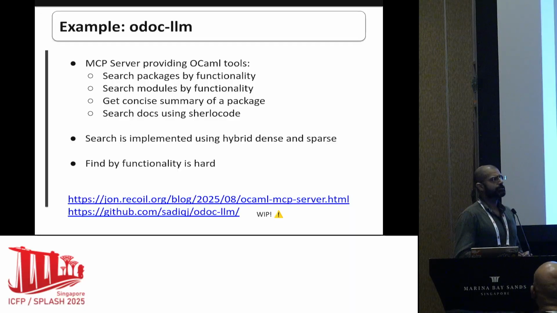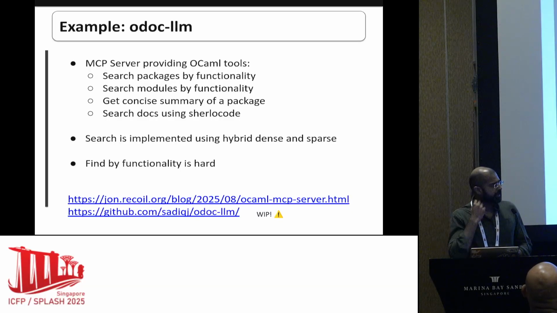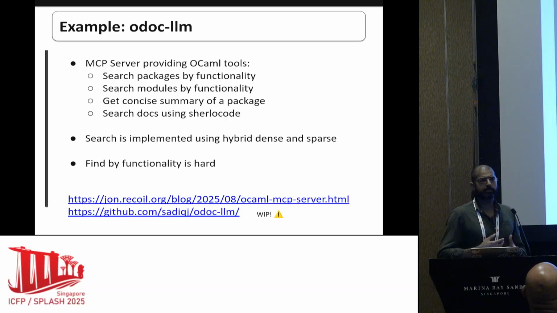The next thing is tooling. So an example here is ODoc LLM. ODoc LLM is an MCP server. MCP is the Model Context Protocol. The big change in the last 2 years has been how good language models have got at using tools. They can correctly use them, and they can use them to solve problems. And they've gone through a lot of reinforcement learning to do that.